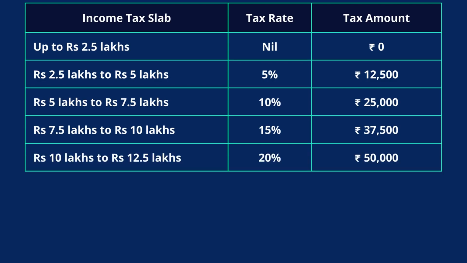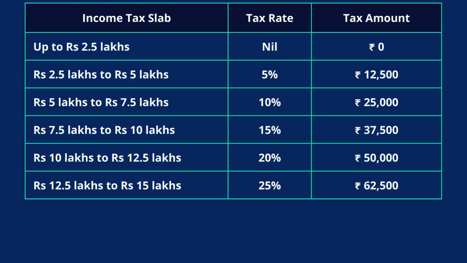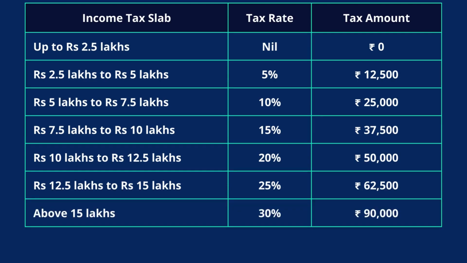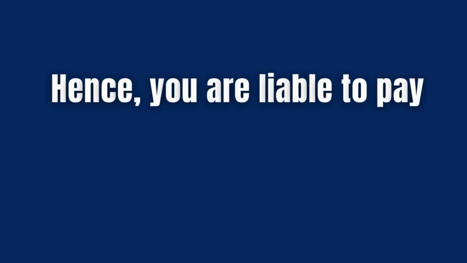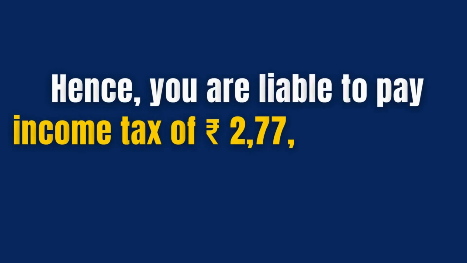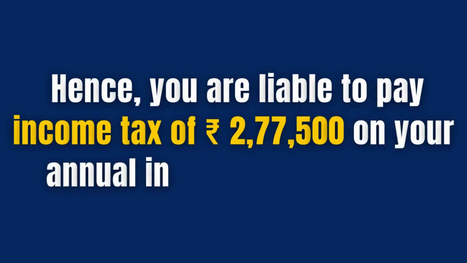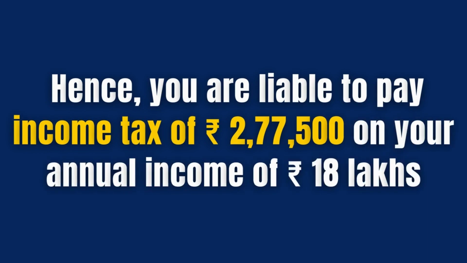Income between 10 to 12.5 lakhs, tax is 50,000 rupees. Income between 12.5 to 15 lakhs, tax is 62,500 rupees. Income above 15 lakhs, tax is 90,000 rupees. And finally, when you add up all these amounts, you will arrive at a total tax liability of 2,77,500 rupees. Thus the tax liability on your annual income of 18 lakhs for the year will be 2,77,500 rupees, and not 5,40,000, as shown earlier. Hope these calculations are clear to you.